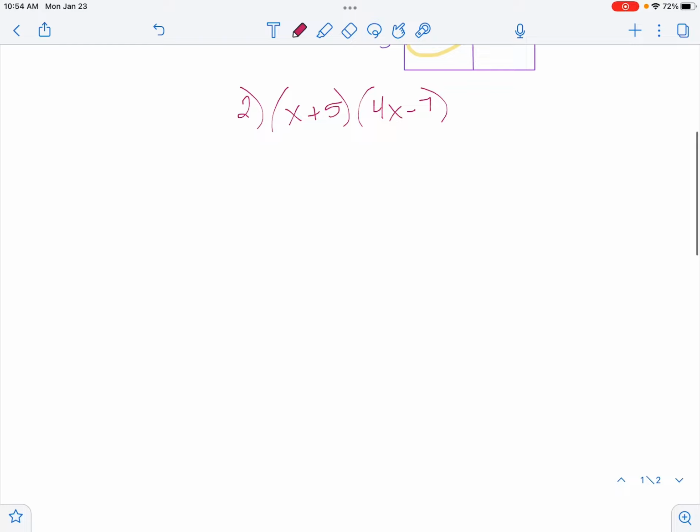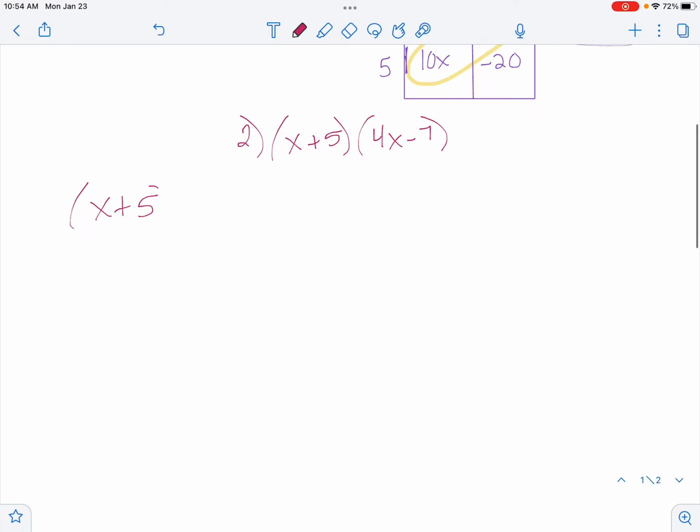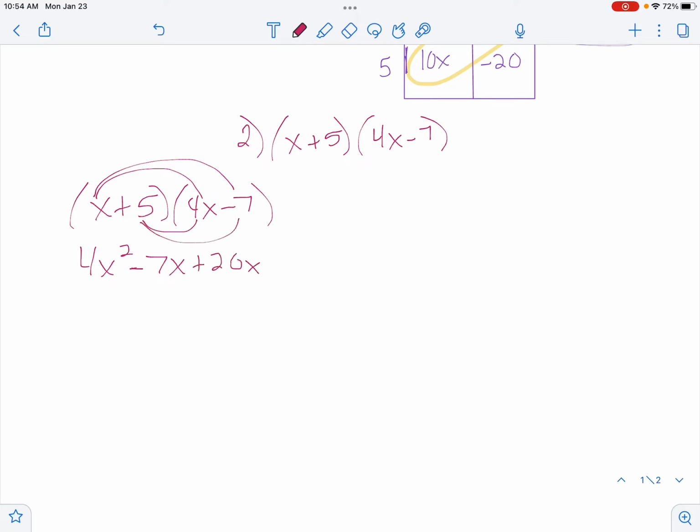All right, so I have crab claw, so I'm going to bring that over here. So x plus 5 and then 4x minus 7. So I have x times 4x is 4x squared. X times negative 7 is minus 7x. 5 times 4x would be plus 20x. 5 times negative 7 is minus 35. My middle terms are alike, so I have 4x squared plus 13x, watch those signs, minus 35. Let's see if we get the same thing with box method. Easy way to check our work.